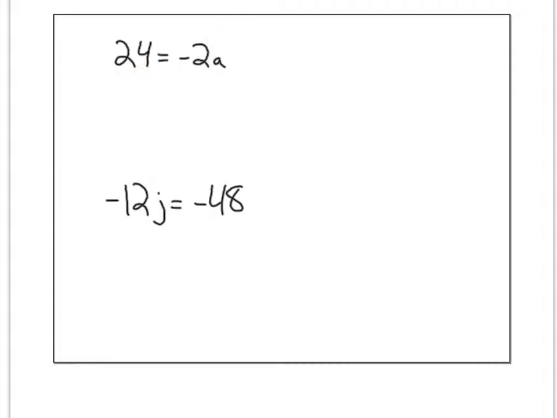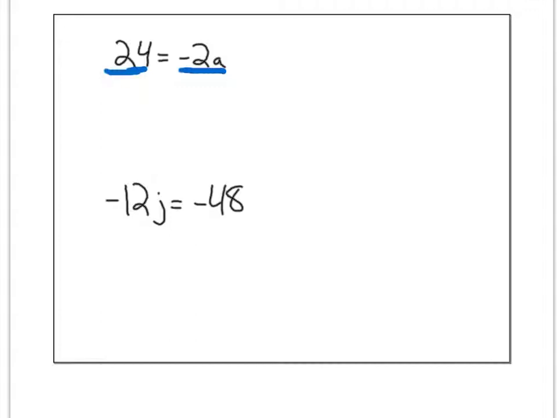So this says 24 equals negative 2 times a. So I gotta think, what's the opposite of times? And the opposite of times is divide. So we're going to divide both sides. I'm going to use the fraction bar to represent that just because I think it's a little neater. And you always divide, always multiply, divide, add or subtract, whatever it is, by the number that's on the same side as the variable. Okay?